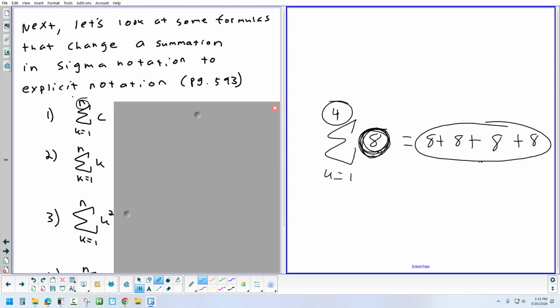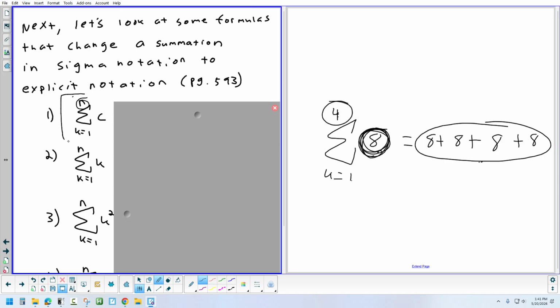8 times 4. So what do you think the formula is going to be for this? It's not 8 times 4 because that's a specific example. Yep. C times n. Yep. So you're just adding up a constant n times. So that is the quick way to get rid of a sigma when there's a constant.